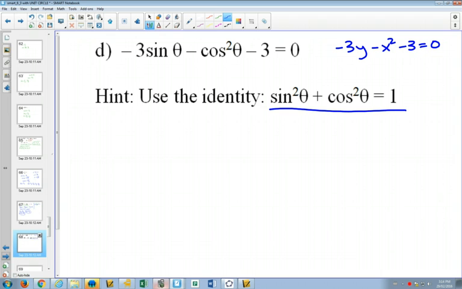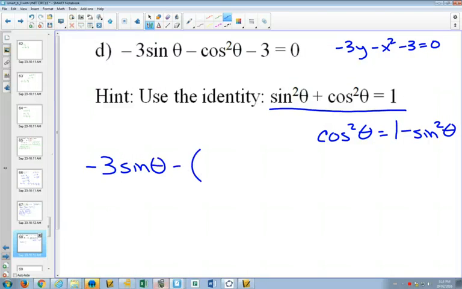Looking at my original equation, I see that I have a cos squared in this equation, and I have a cos squared in this equation. In this equation, if I get that cos squared by itself, I can do that by subtracting sine squared on both sides. If sine squared plus cos squared equals 1, then cos squared equals 1 minus sine squared. And now I can go back to my original equation, and where I had cos squared, what can I write instead? I can now write 1 minus sine squared instead.